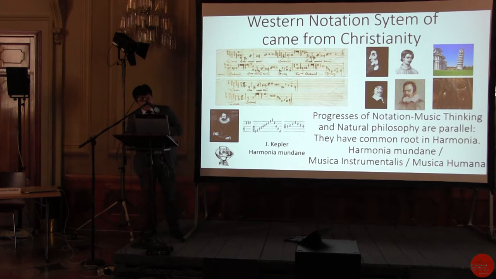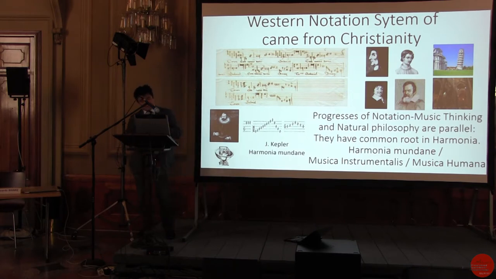And the Western notation system came from Christianity. This is also a very important point. The progress of notation, music thinking, and natural philosophy are quite parallel. They have a common root in harmonia, very anciently rooted in the ancient Greek, Roman, and Middle Ages, and after the modernization, harmonia mundana, musica instrumentalis, musica humana, and so forth.